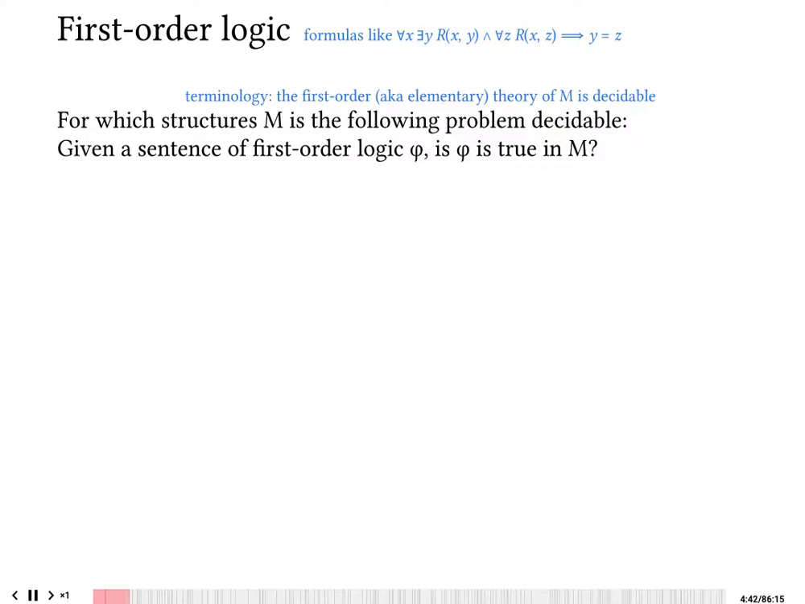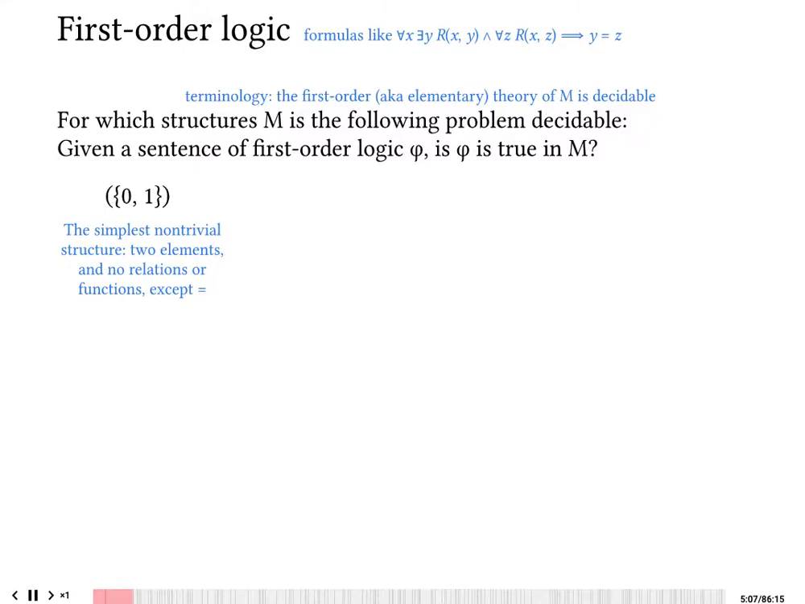And this is called deciding the first order theory of the model, because the first order theory of a model is just a set of sentences which are true in it. It is also traditionally known as the elementary theory of a model, because elementary logic was just another name for first order logic. Kind of a nice name, actually. I don't know why it's fallen out of use.